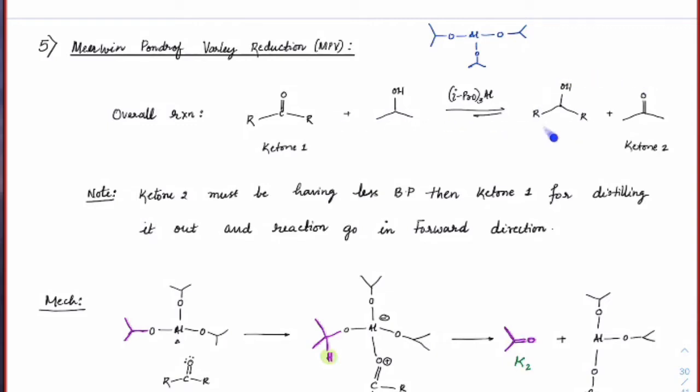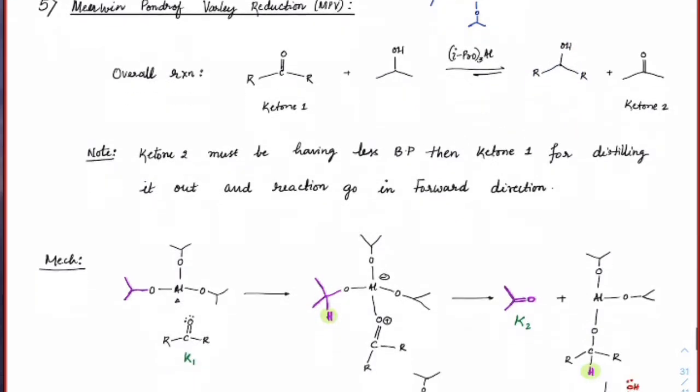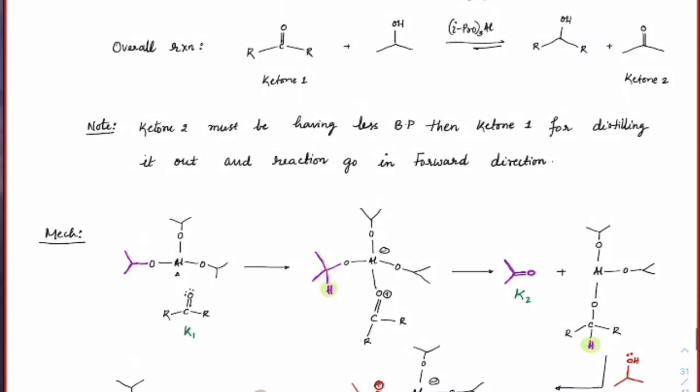We do the same reaction in the backward direction at lower temperature, and that is called Oppenauer oxidation, where we take an alcohol and convert it into ketone. We are oxidizing that to ketone. Anyways, our objective here is to convert this ketone into alcohol. Now let's see how it is done.